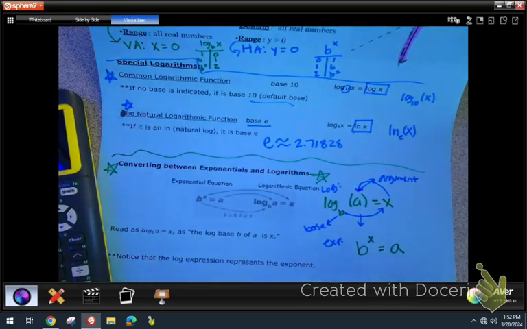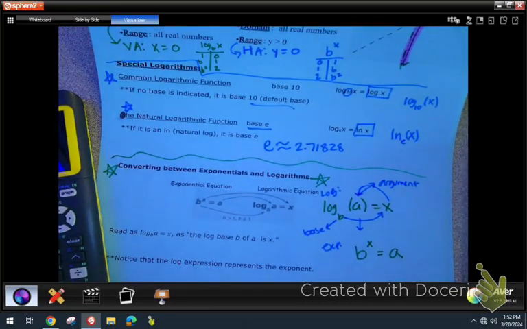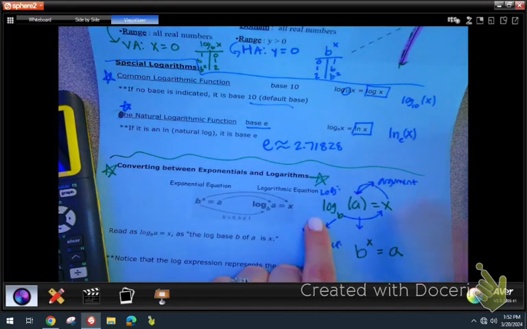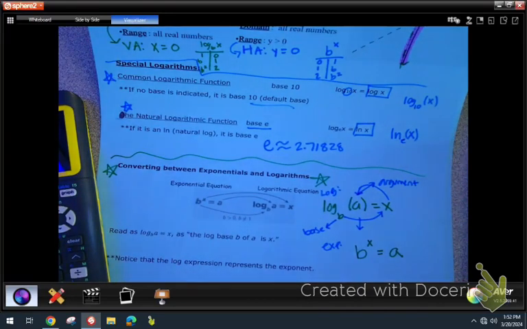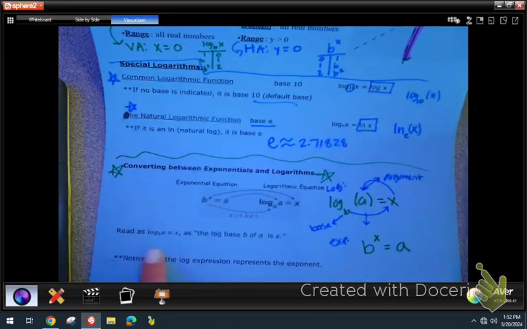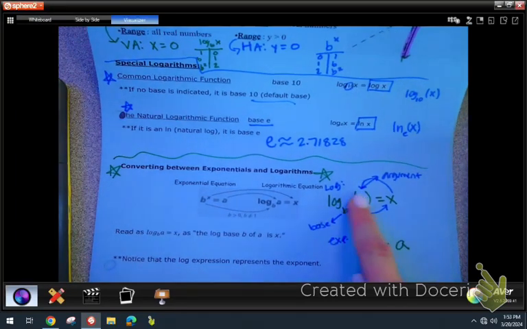Another one of our teachers says a lot, your log is the exponent. And if you look at it, whatever your log is equal to, that is the exponent of the exponential. And that's kind of how they are related. This talks about how to read that. I already talked about that. Notice that the log expression represents the exponent. So whatever it's equal to becomes the exponent there.